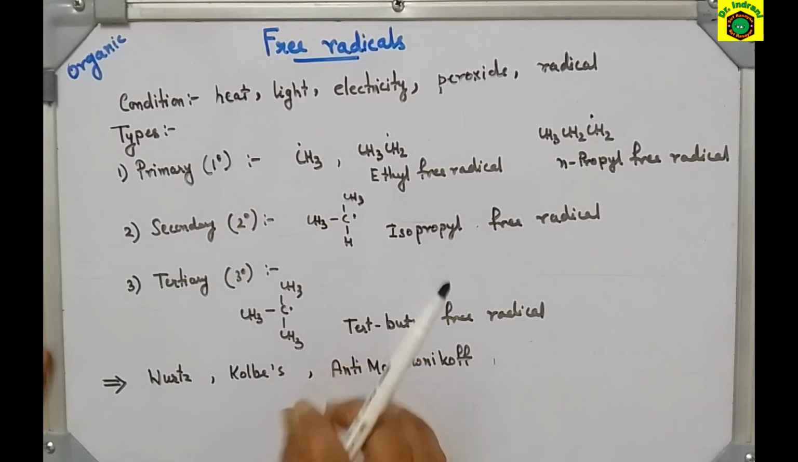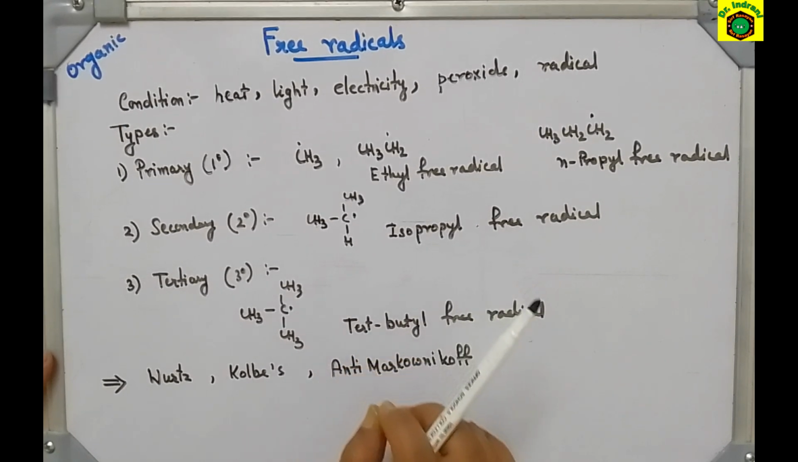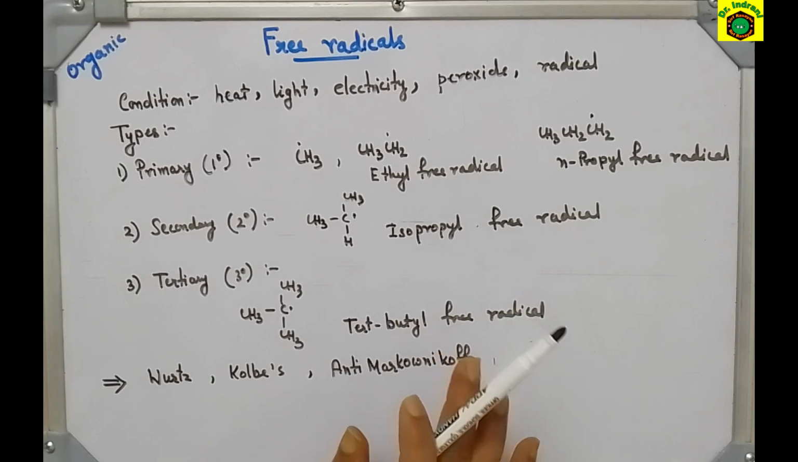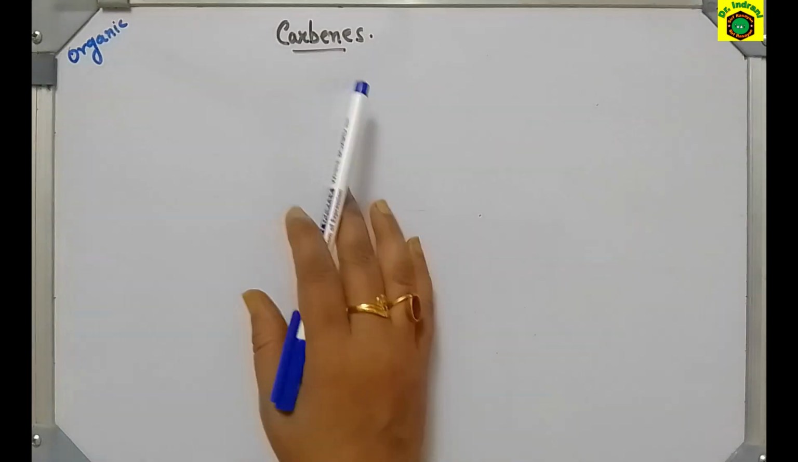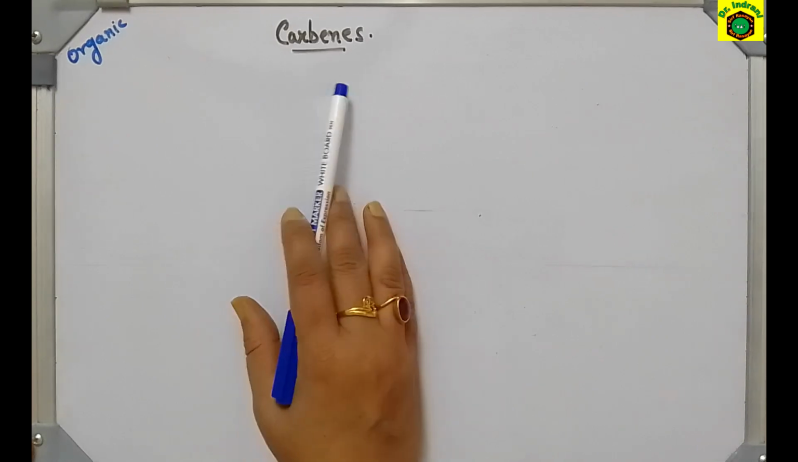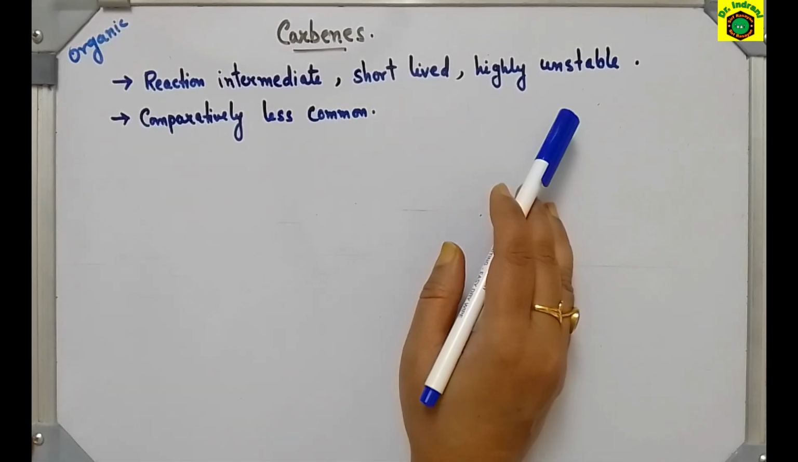Since free radicals are very short-lived and highly unstable, they are reaction intermediates. Ward's reaction, Kolbe's electrolysis, and anti-Markovnikov addition all take place via free radicals. The next reaction intermediate is carbenes. These are short-lived and highly unstable.